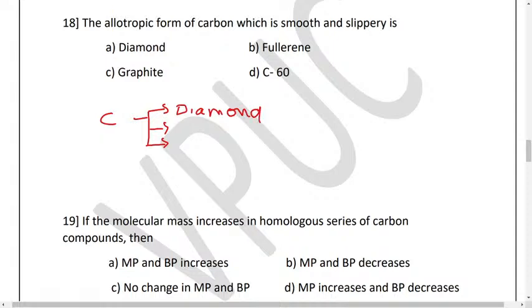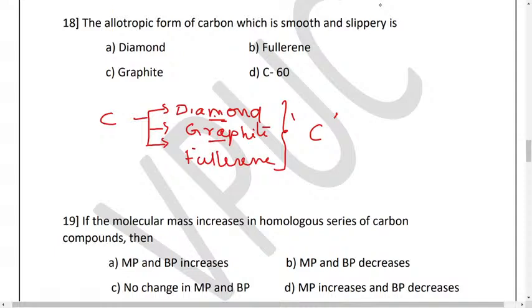Another allotropic form of carbon is graphite, and one more allotropic form of carbon is fullerene. Dear students, diamond, graphite and fullerene all contain the same element. Which element? That is carbon only. But among these, diamond is the hardest allotrope of carbon. If the question is which is the hardest allotropic form of carbon, you have to write diamond, because of its rigid structure, it is very hard.